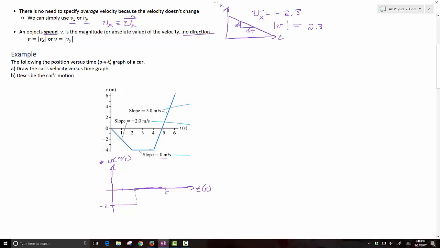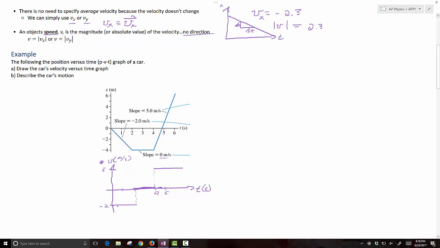Oh, I'm sorry, I missed that. 4 seconds, my bad. 4 seconds. Okay, so it's 0 up until this point, and then it becomes positive and jumps to 5. So again, it magically jumps, my graph's not to scale, it jumps up to 5. We can draw a little dotted line up to 5, and then we go like so. So there's my velocity graph for this position over time graph.